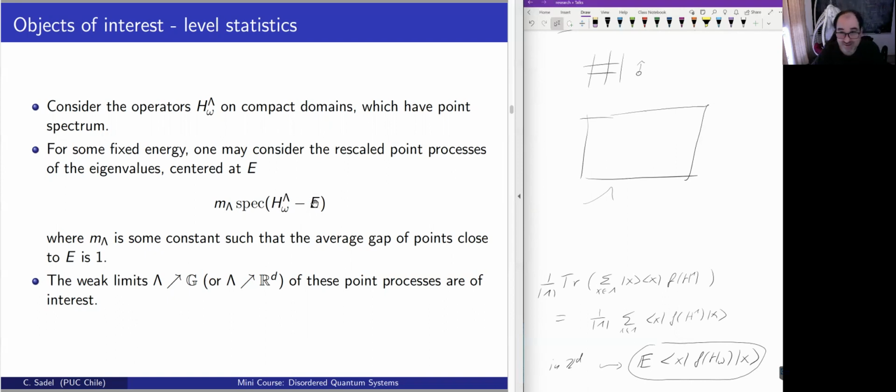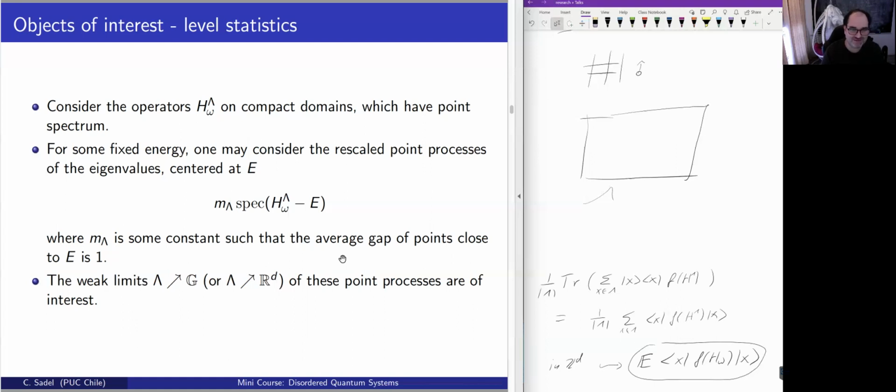And then these are random points, and you think of it as a random point process, and then you rescale it with some m lambda when the box gets bigger, because the bigger the box, the more eigenvalues you have in some sense, and the denser they are, so that the average spacing gets smaller and smaller. So then you rescale them so that you have an average gap size of 1 for the two eigenvalues closest to E, for instance.